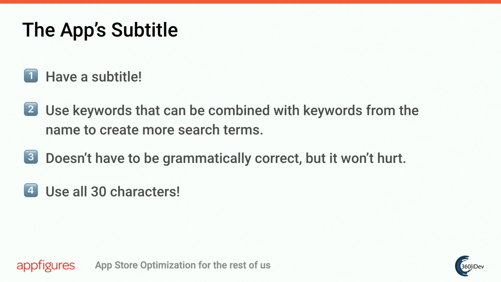And then, just like the keyword list, use all 30 characters. Unlike the name, where you don't have a lot of flexibility if you want to make it sound good, here it's just a list of keywords. So put as many keywords as would help indicate to Apple, this is where you really should place my app because the users that see it would get the most benefit.